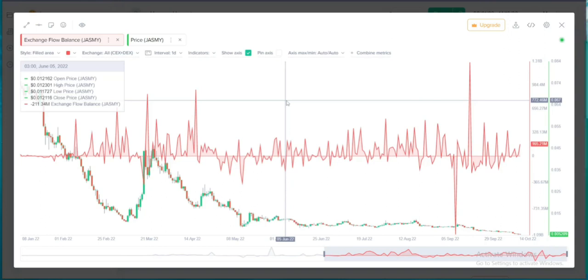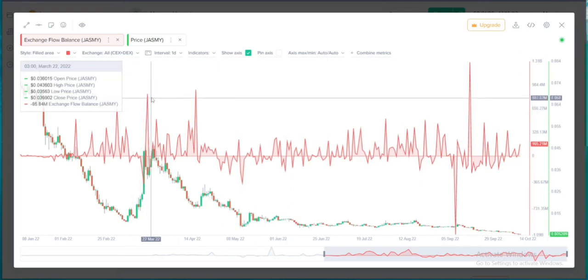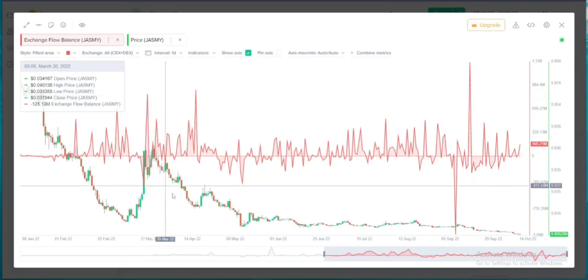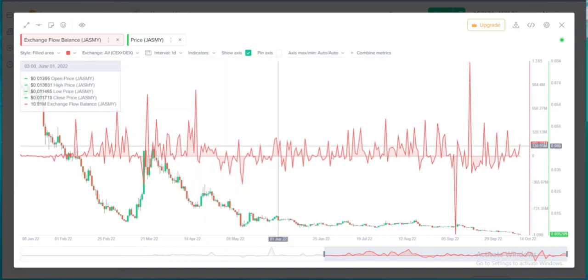Now, if you're depositing coins, again, it means that you are probably willing to sell, and an example will be right here. You can see that we had this uptick on the exchange flow, meaning that more coins were deposited than were withdrawn. So you see the price going down right here. Same thing here. So yeah, on the Jasmy price, that's nothing really dramatic, but then again, it's looking like we are having a positive exchange flow.